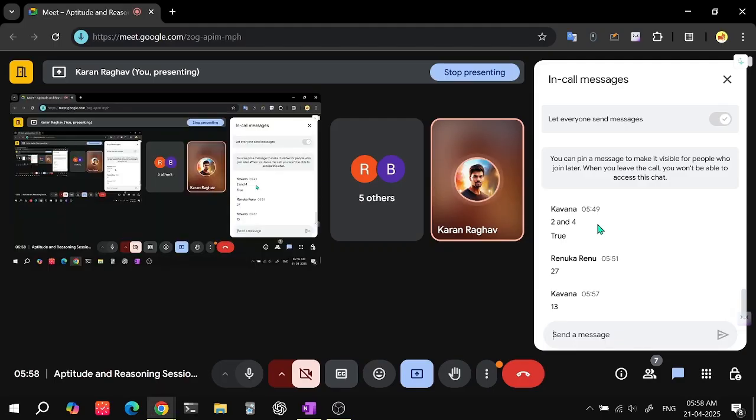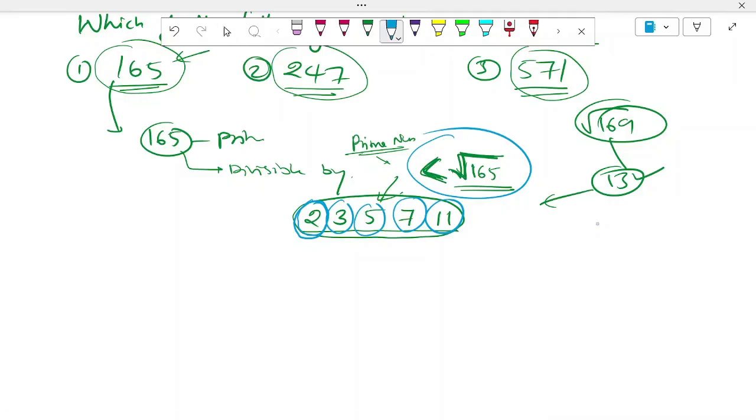I hope the rule is clear. Given any number, find the prime numbers which are less than the root of that number. As we have done here, I wanted to find whether 165 is prime or not. For that, you just need to find the root of 165.